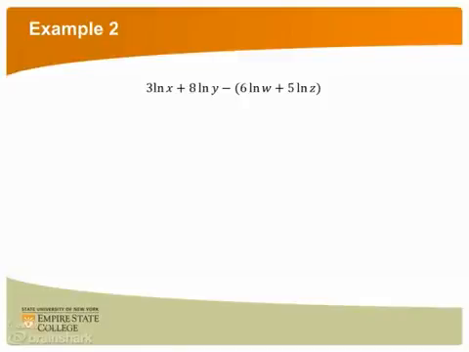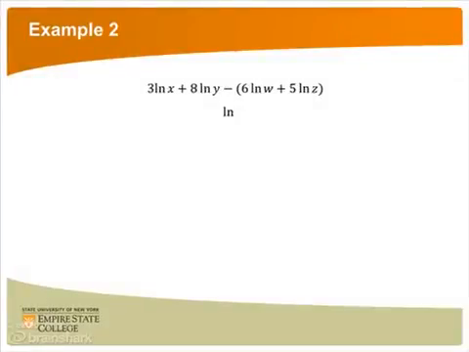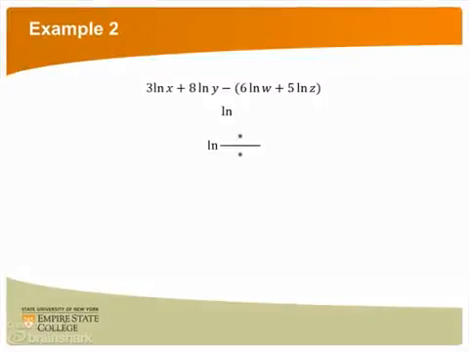Suppose we want to contract 3 multiplied by the natural logarithm of x plus 8 times the natural logarithm of y minus the quantity 6 times the natural logarithm of w plus 5 times the natural logarithm of z. First, we know that we are working with the natural logarithm, so we write ln. Now we use our clues to set up what we are taking the natural logarithm of.